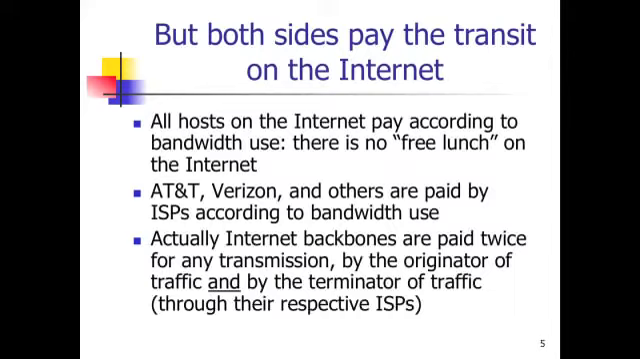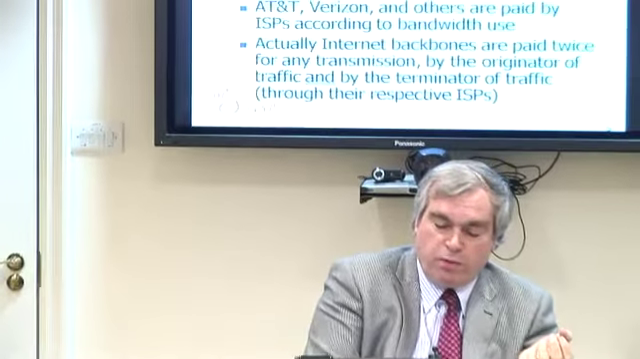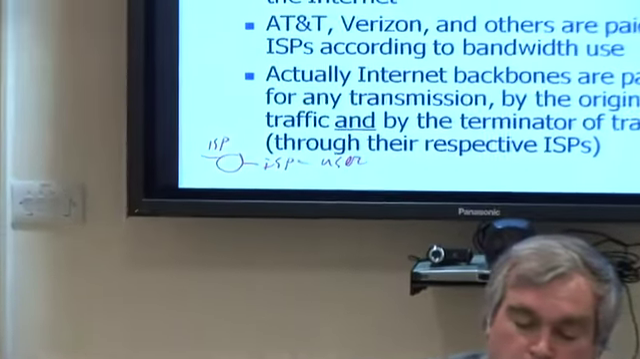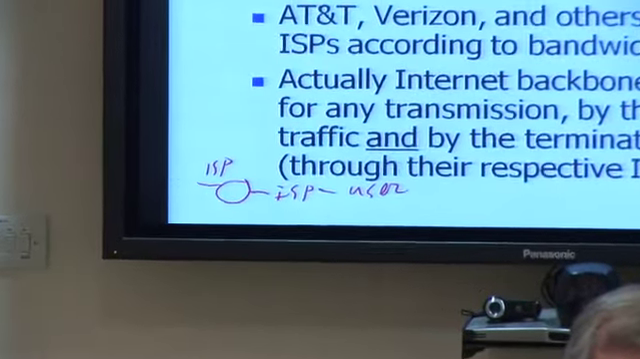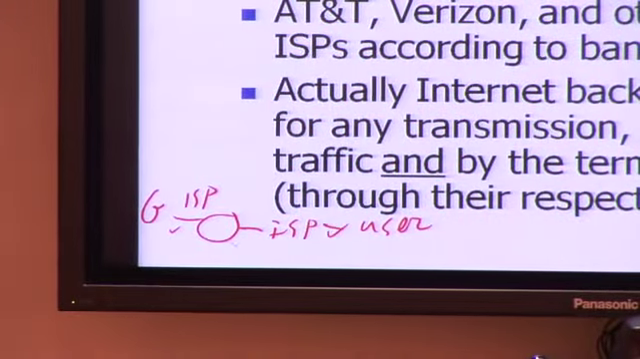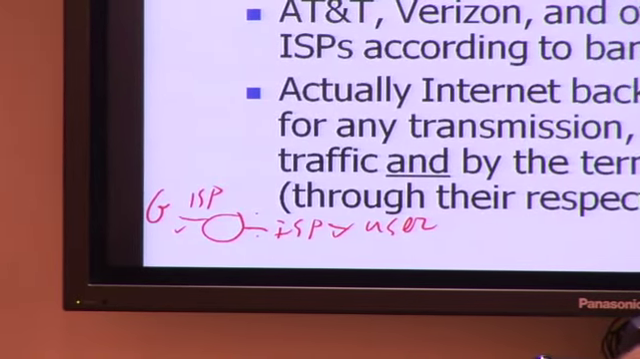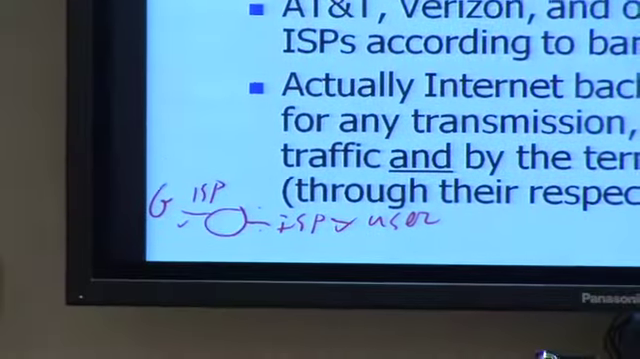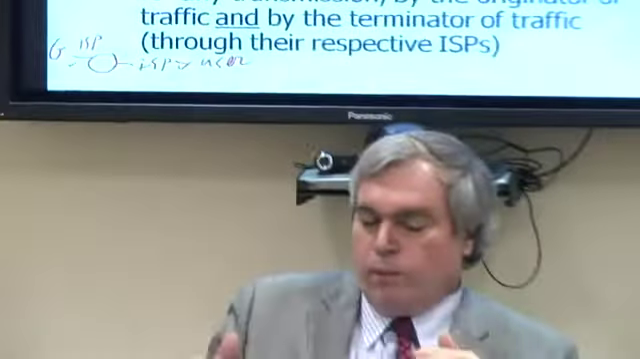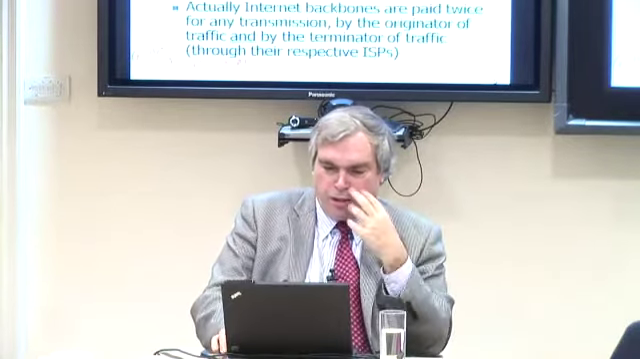Now, factually, he's wrong. Both sides pay on the internet. If you have the internet up here, and then you have an ISP on this side, and an ISP on this side, ISP meaning internet service provider, right? So you have a user here, and here you have a provider, let's say Google. Everyone, Google and the user, pays the ISP, and the ISPs pay the network. So he's factually incorrect. So what's he talking about? He's really not talking about traditional transport costs. He's talking about getting something extra.